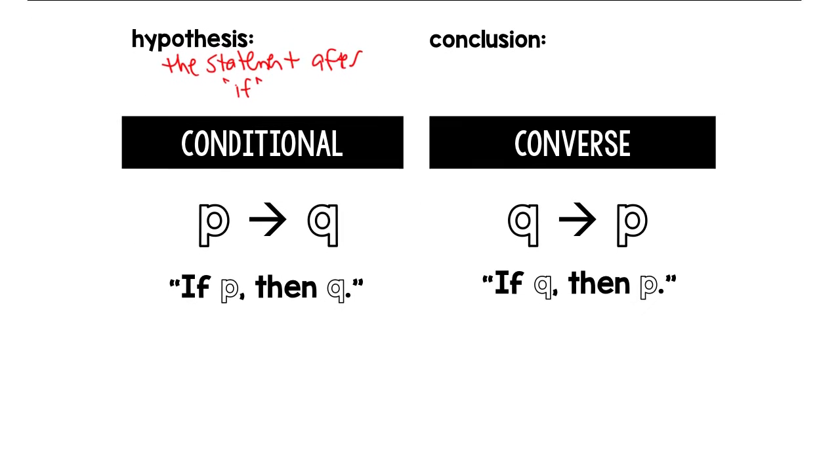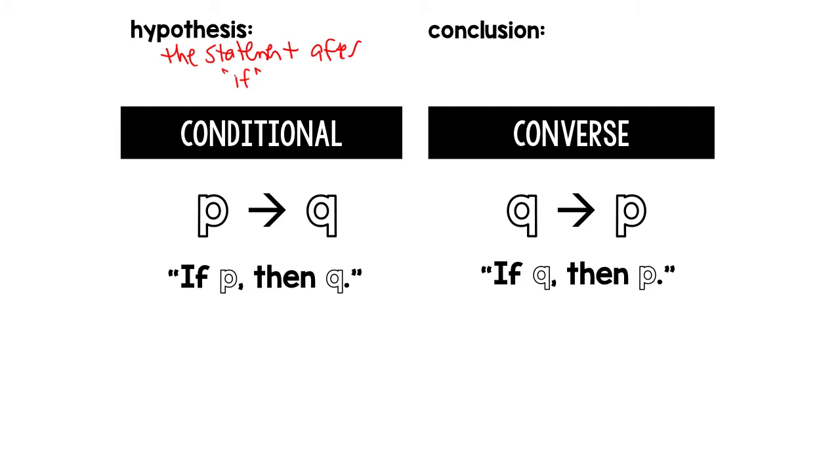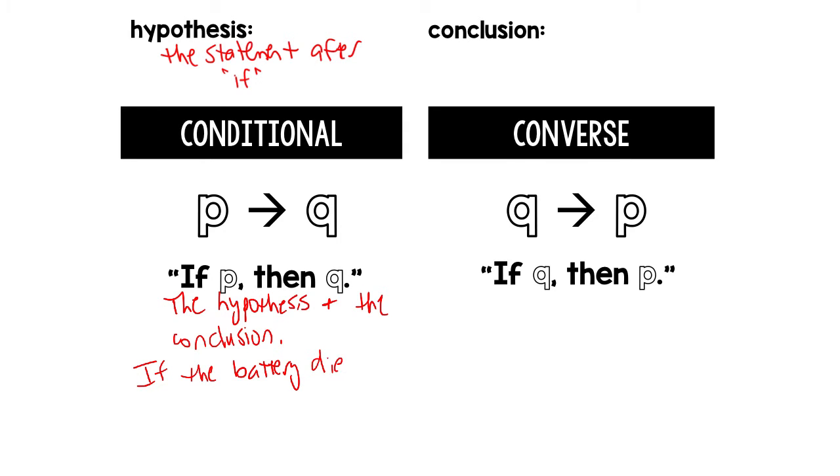So let me scoot up just a bit here. So we can say it's like the hypothesis and the conclusion. So like if the battery dies, then your phone will shut down. If one thing happens, then another thing happens next.